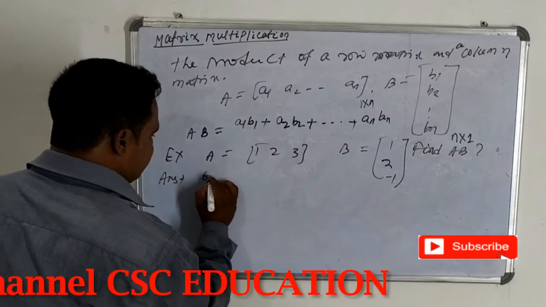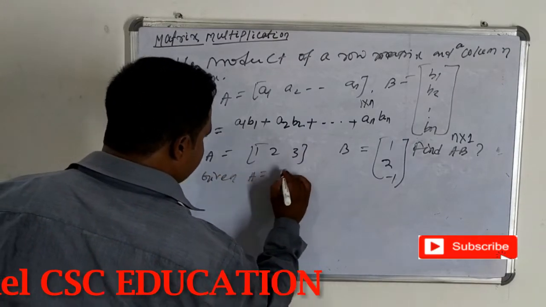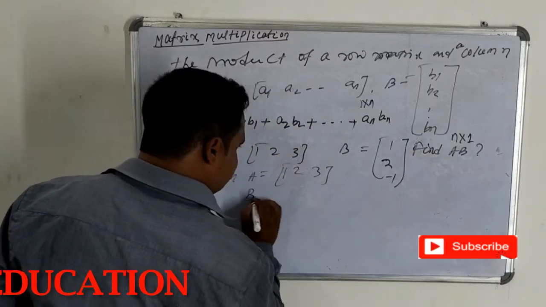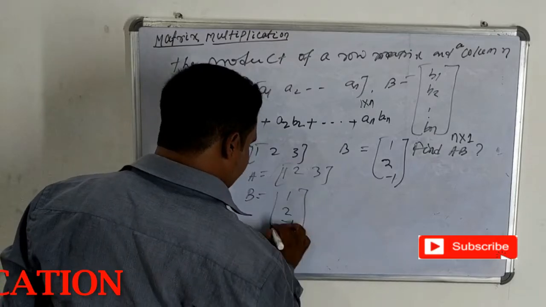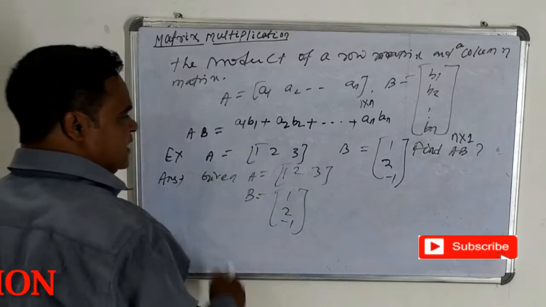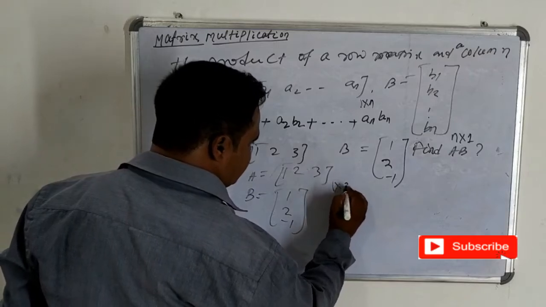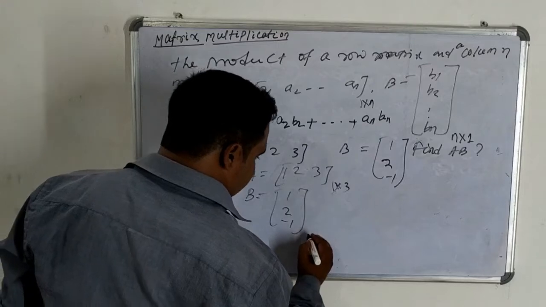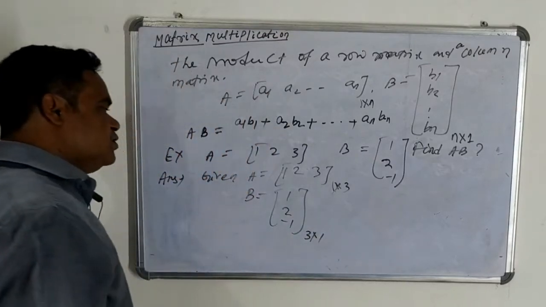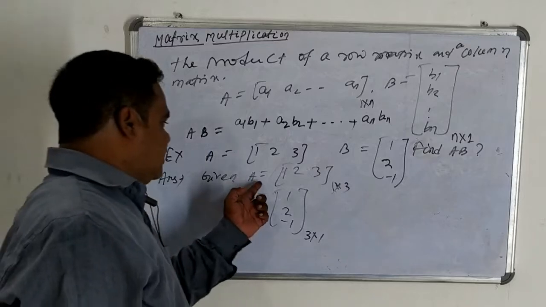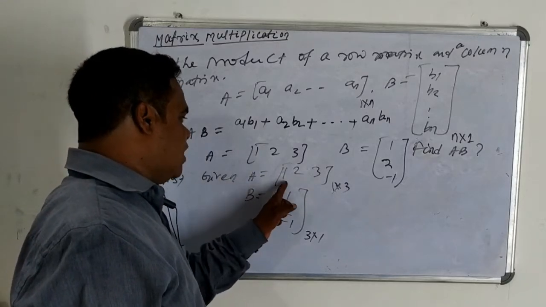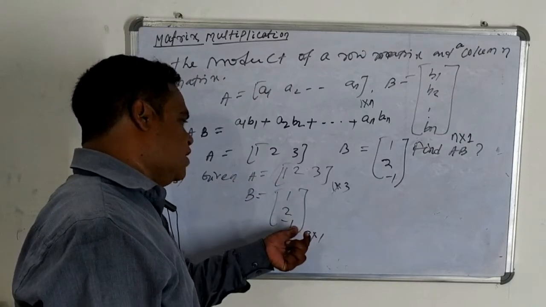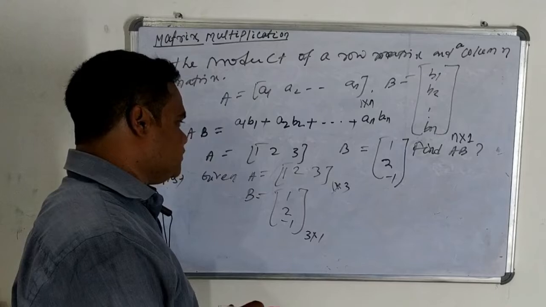Now your answer is here. First we check the given data. Given A equals 1, 2, 3 in this form and B is the matrix 1, 2, minus 1 in column form. First we check the order: the order of A is 1 by 3 and the order of B is 3 by 1. So we check the A matrix elements 1, 2, 3 and the B matrix column elements. So matrix multiplication is possible.